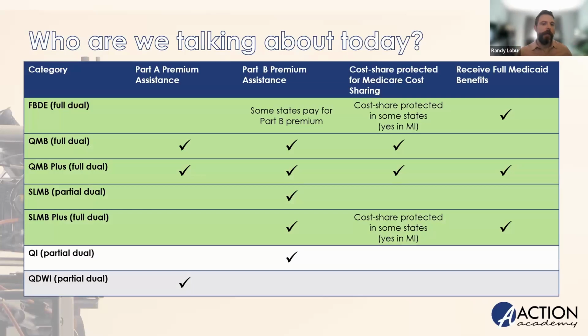All that said, we are talking generally about the first 5 categories here today. We'll be talking about FBDEs, QMBs, QMB Pluses, SLMBs, and SLMB Pluses as we talk about DSNP eligibility. Although QIs and QDWIs are eligible for some DSNPs too, and I'll show you what I mean a little bit later on in this session.